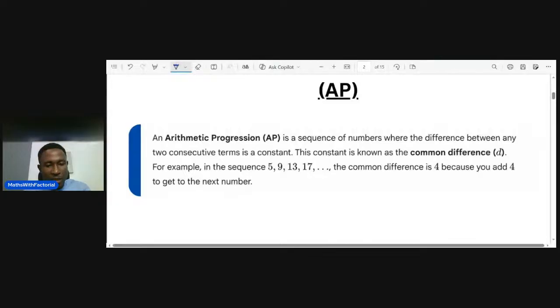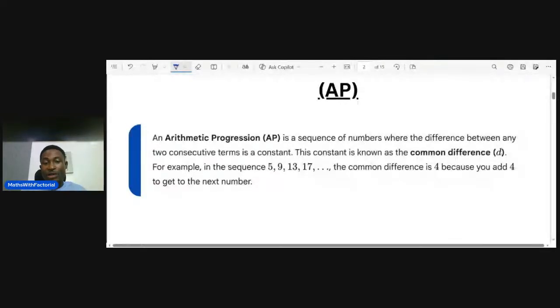All right. So always note that an AP is a sequence of numbers where the difference between any two consecutive terms is constant. I told you two consecutive terms here means numbers following each other. 5, 9, 13, those are consecutive terms. So 9 is following 5, 13 is following 9, 17 is coming after 13. So they are consecutive numbers. If I have two consecutive numbers here, I'm talking about 5 and 9, or 9 and 13, or 13 and 17. So the difference between these consecutive terms, all right?